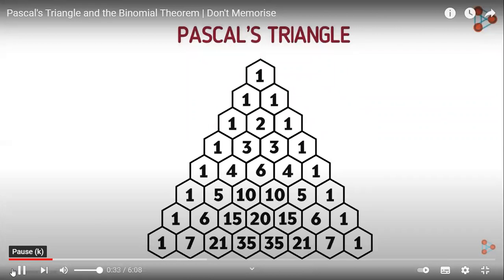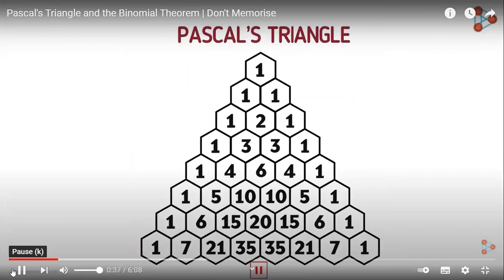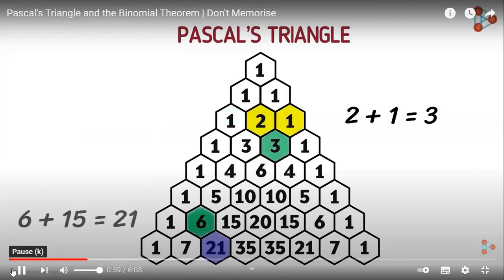Do you observe any pattern here? Have a close look. In Pascal's triangle, each number is the sum of the two numbers directly above it. Yes, notice that 2 is the sum of 1 and 1. This 3 is the sum of 1 and 2. And this 3 is the sum of 2 and 1. 21 is the sum of 6 and 15, and so on.